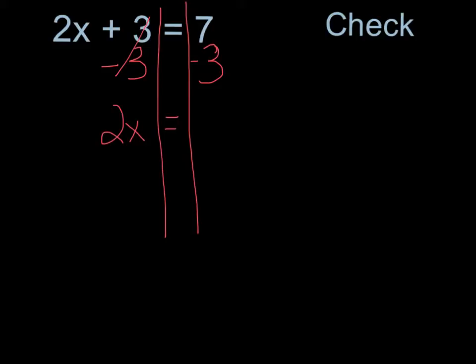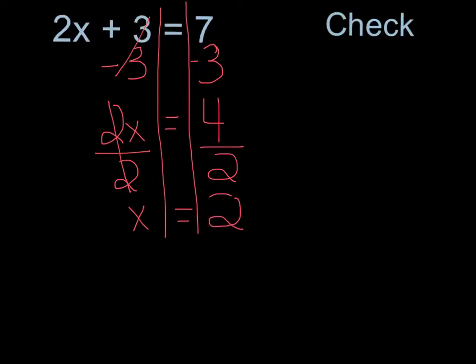7 minus 3 is 4. So now I have 2x equals 4. I need to undo my second operation. 2 is being multiplied by x, so I need to do the opposite of multiplication and divide. Divide by 2, divide by 2. 2 divided by 2 is 1, so those cancel out, and all I'm left with is x. 4 divided by 2 is 2. So x is equal to 2.